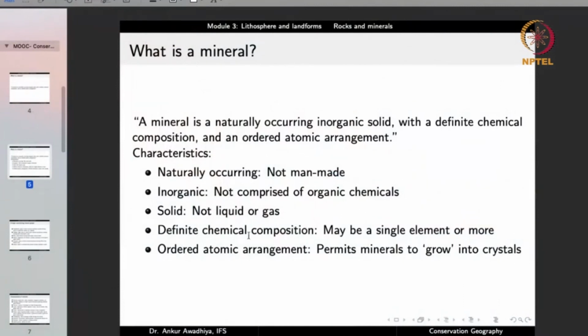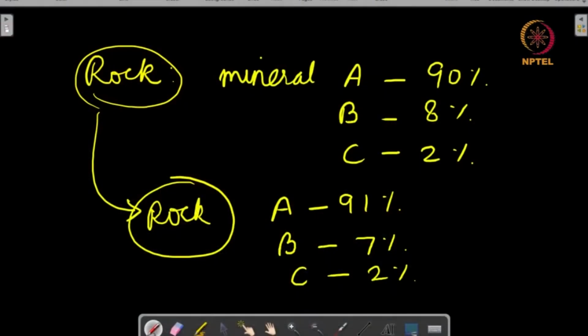If the chemical composition changes, the mineral changes. So if you remove water from it, it will no longer remain gypsum, it will become anhydrite, which is another mineral. So a mineral can be very specifically characterized on the basis of its chemical composition. And not just the chemical composition, it also has an ordered atomic arrangement, which permits the minerals to grow into crystals. What does that mean?